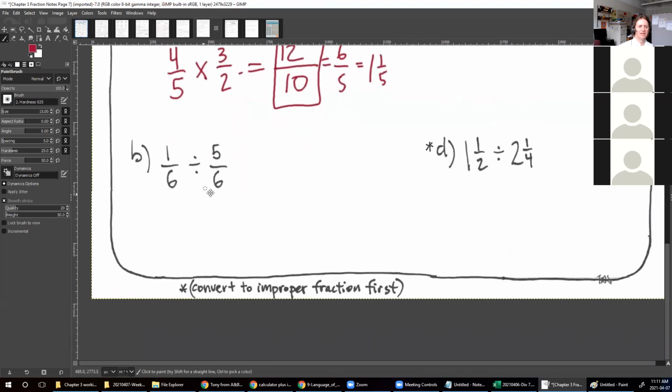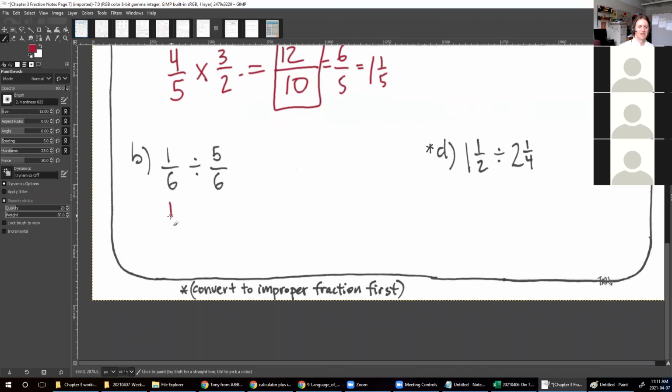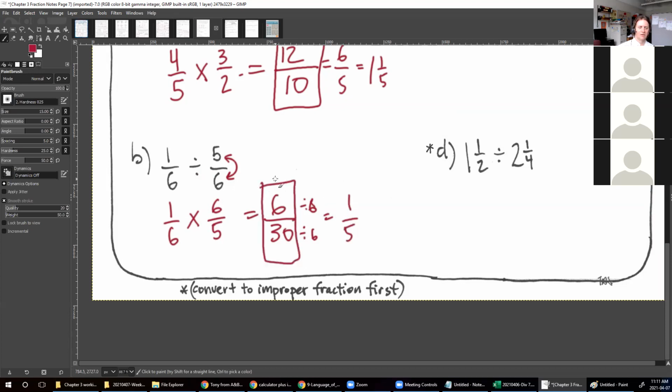Let's do number B. 1/6 divided by 5/6. The first fraction, 1/6, stays the same. We flip this sign to make it a times, and we flip this fraction, top to bottom, bottom to top. Now we've got a multiplication, so we multiply the tops. 1 times 6 is 6. Multiply the bottoms, 6 times 5 is 30. Then I can simplify, dividing both top and bottom by 6, and it's 1/5. But 6 over 30 for now is just perfect.